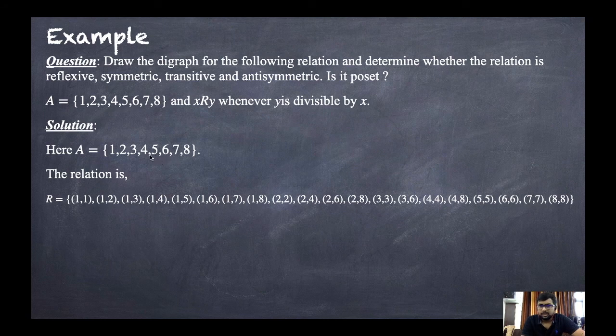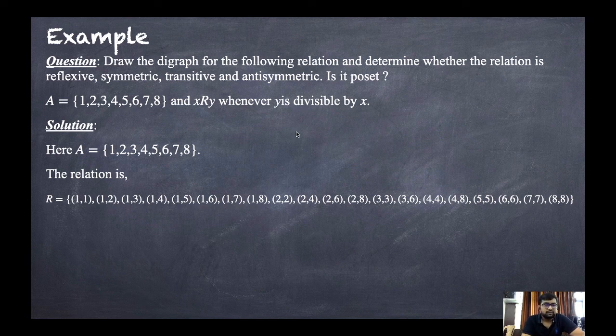Next, just fix 4. Now 4 divides 4 itself, so that means 4 4 pair. Next, 4 divides 8, that means 4 8 ordered pair. Then next, fix 5. 5 divides itself and nothing else. Now next, 6 divides itself, then 7 divides itself, and last 8 divides itself. So in the relation there will be, I think, 20 ordered pairs. So 20 ordered pairs will be there.